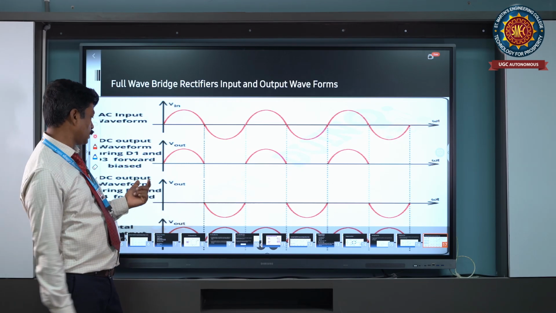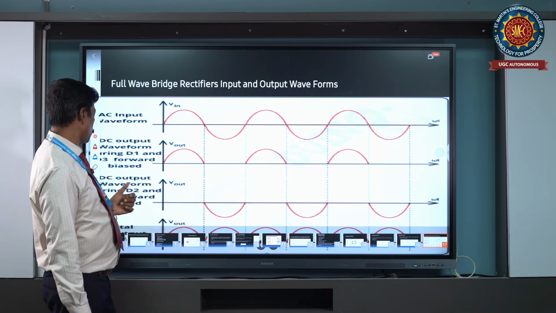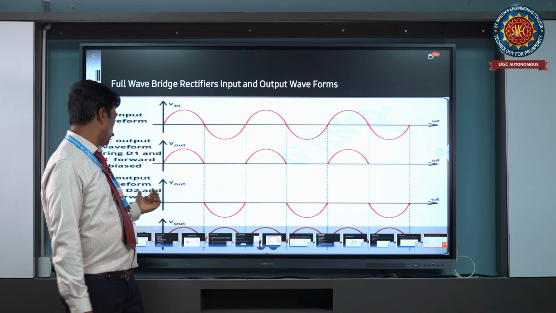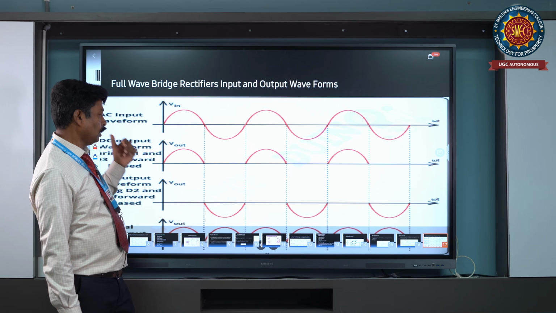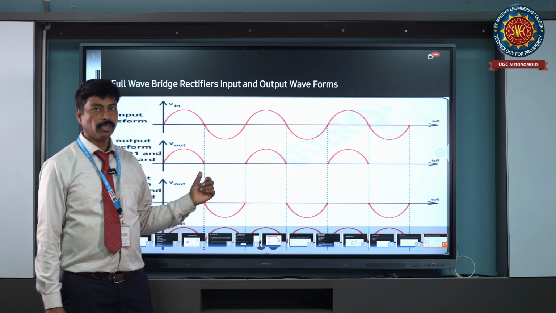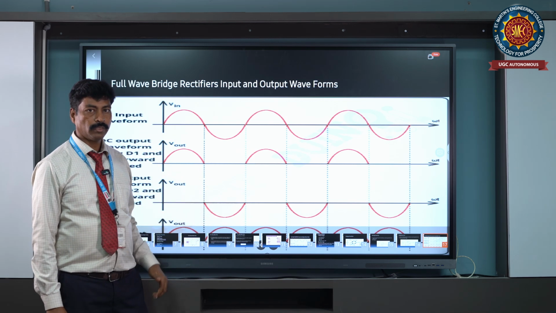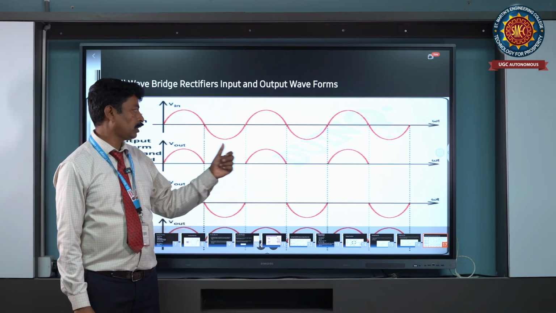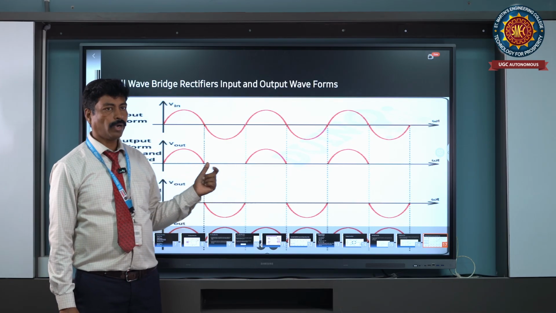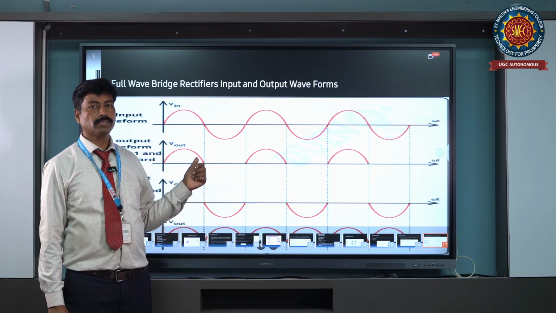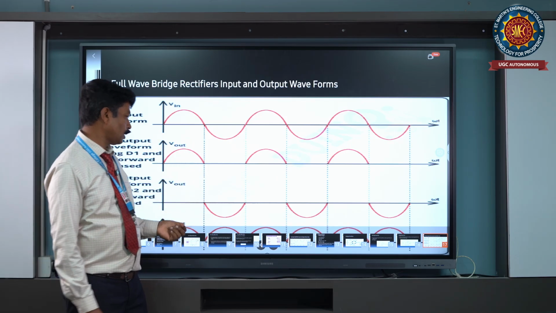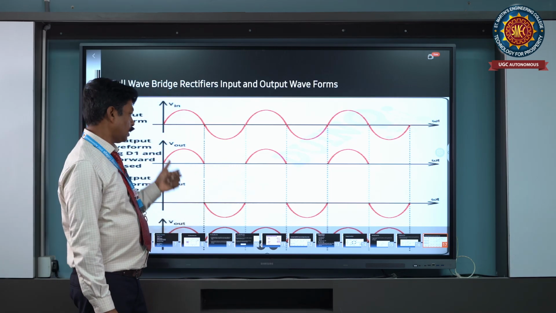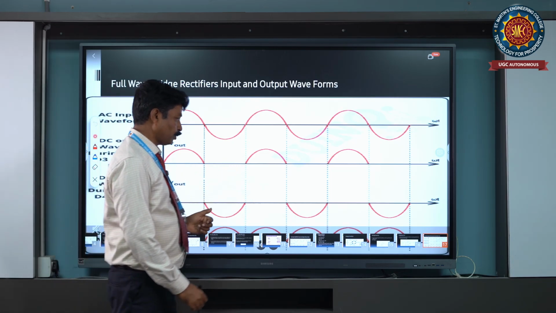Another one is the DC current output waveform during which D2 and D4 are in the on condition, and D3 and D1 are in the off state, that is nothing but reverse bias. You can combine the output waveform of D1 and D3 with the output waveform of D4 and D2. Combining both cycles, the on and off conditions give the bridge rectifier input and output waveforms.